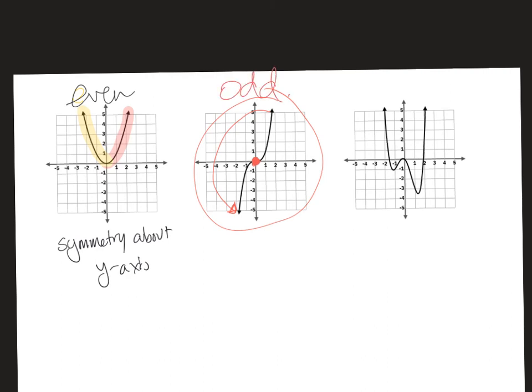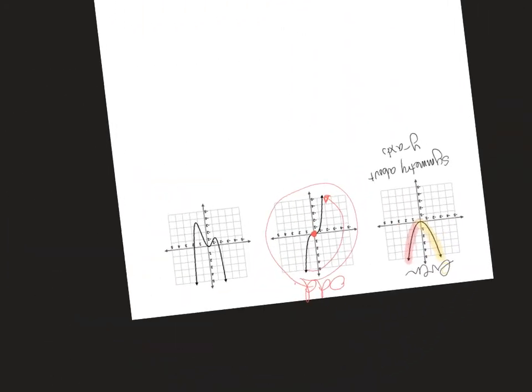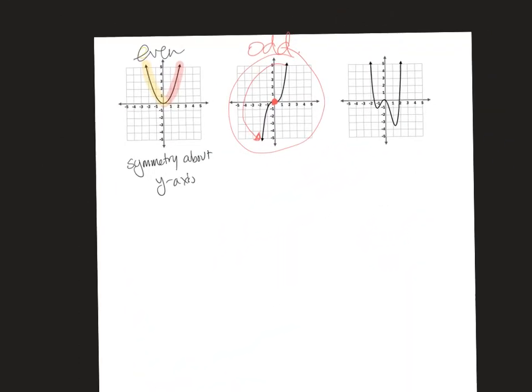All right, and then this last graph over here on the far right, it's not even because I can't reflect it. If I highlight this side, it doesn't look the same on the other side. So that means it's not even. And if I try to spin it around 180 degrees, that doesn't look anything like the original picture, so it's not odd either. All right, this function is neither even nor odd.